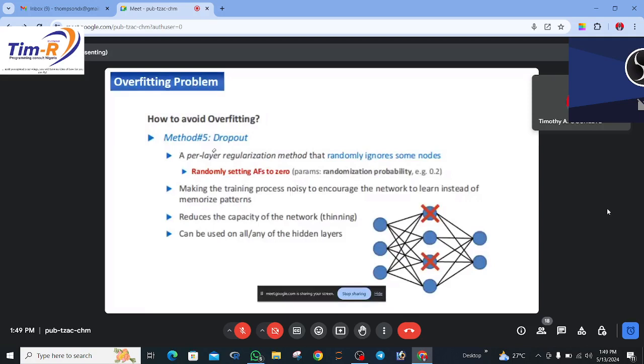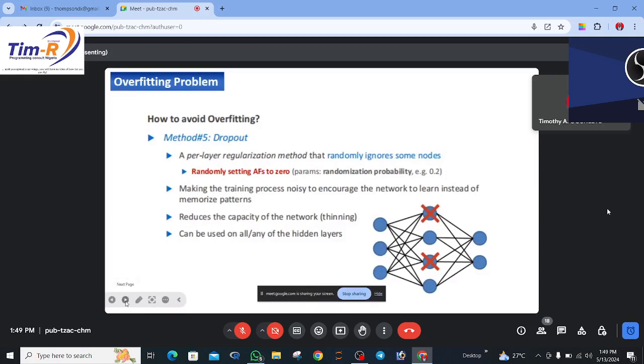And also, dropout reduces the capacity of the network, which is network thinning. This network thinning has to do with a lot of things. We will see it in practice when we start training some images. Dropout can be used on all or any of the hidden layers. This is just an example of it: we remove some neurons or nodes, and we only consider a few of them.